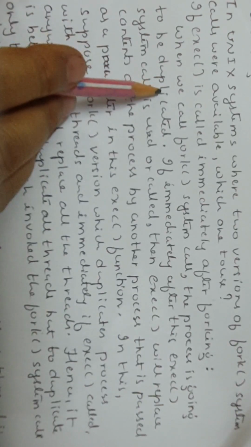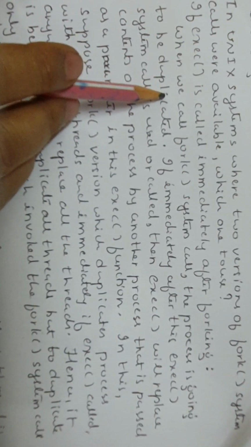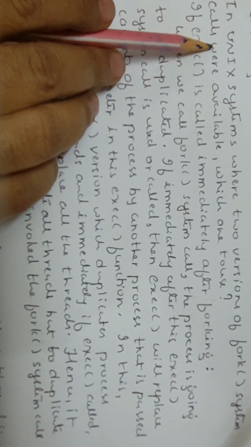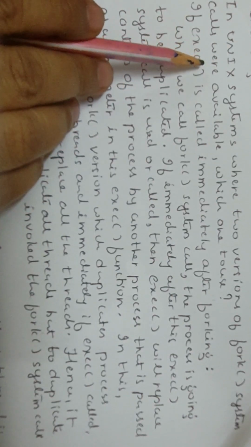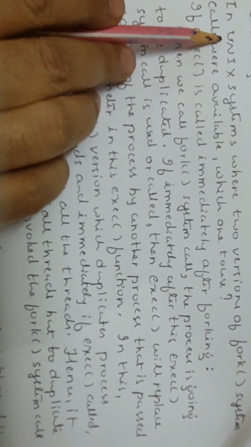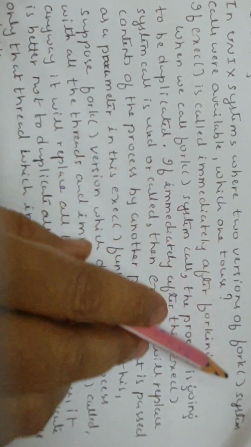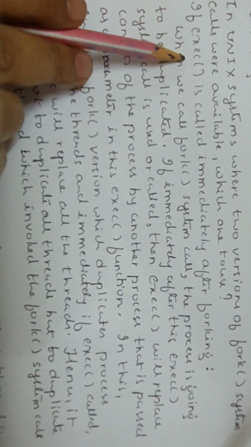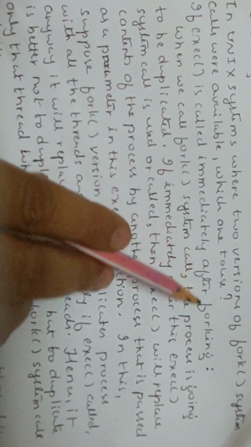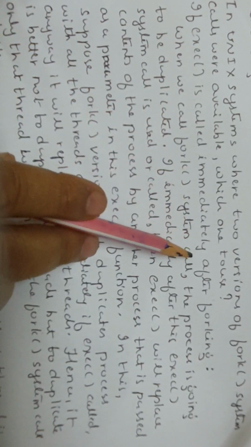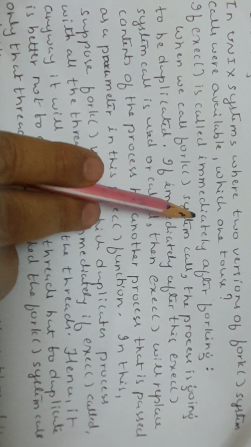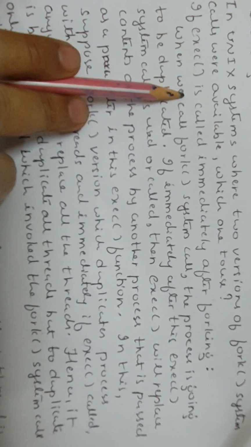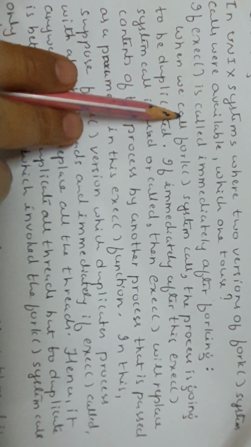So, after knowing about fork system call and exec system call in case of multi-threaded programs, next we shall see what to determine about two versions of fork system call, which one to use. In Unix systems, where two versions of fork system call are available, which one to use? If exec call is used immediately after forking, that case we'll have to consider. Fork system call is called, then exec system call is also called immediately after that. Then what all issues are to be faced?